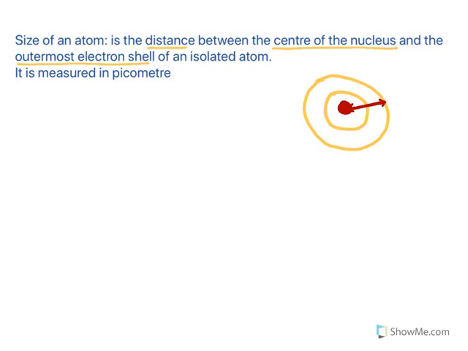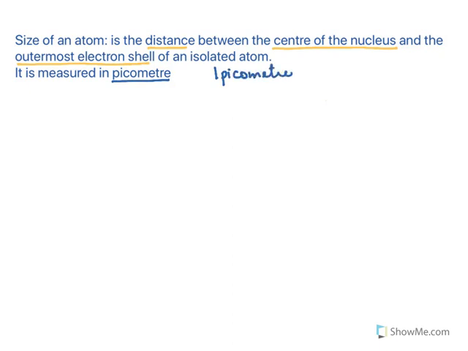Now the distance between the nucleus and this outermost electron cloud is called the radius or the size of an atom. Now it is measured in picometers because it is very small. The unit used is the picometer, and 1 picometer, we call it pm, is equal to 10 raised to minus 12 meter.